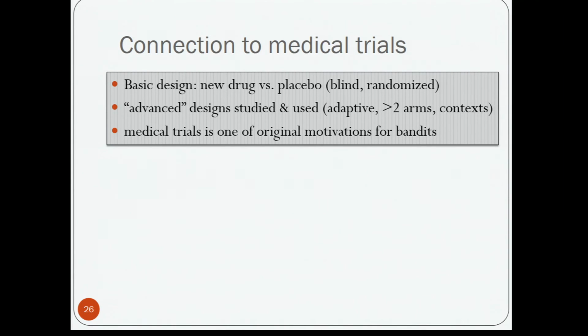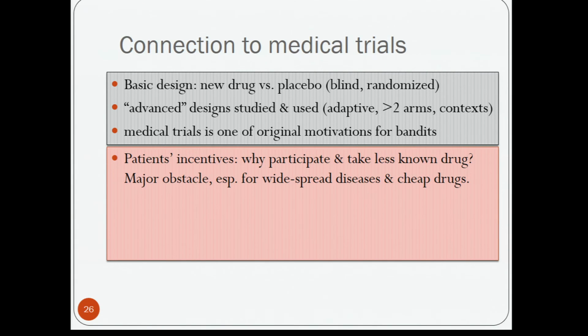Okay, but one issue here is the patient's incentives. Why would a patient participate in this trial? Why would I subject myself to this new unknown drug, right? So it seems like a major obstacle, and it seems especially so for widespread diseases and cheap drugs, when it's not difficult to find patients with the flu. It's not difficult to pay for their treatments.